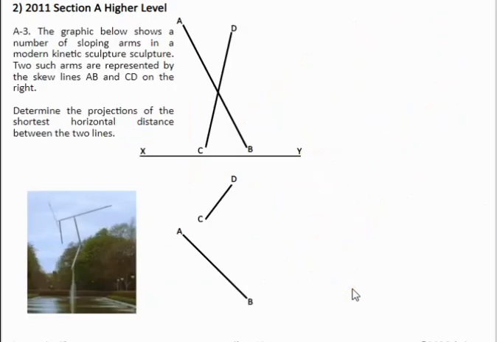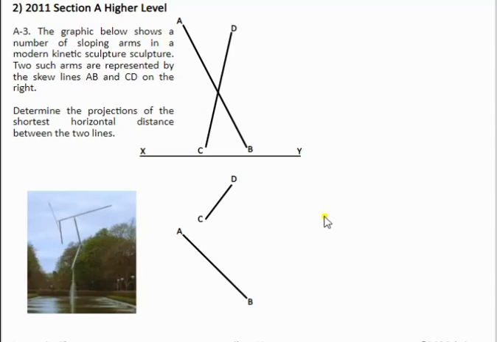Now this is another question based on skew lines. So again, it's a short question. The graphic below shows a number of sloping arms in a sculpture. Two arms are represented by skew lines. Determine the projections of the shortest horizontal distance between the two. So for example, in this sculpture, if we wanted to connect another bar between the two skew lines and connect them together, where would the best location for that horizontal bar be, and the shortest distance it could be?